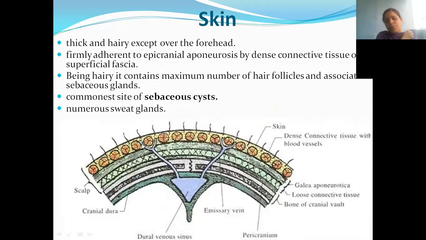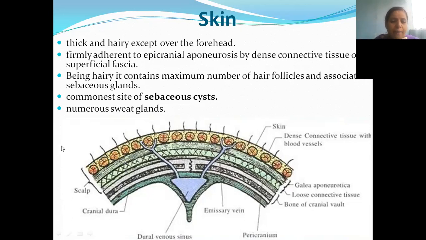Let us describe each part now. When you talk about skin, the skin is very thick and hairy, except for the forehead. In the forehead region, we do not have hair. The rest of the skin of the scalp has a lot of hair, and the skin is firmly adherent to the third layer, that is epicranial aponeurosis, by dense connective tissue of superficial fascia. That means this is skin and this is superficial fascia and this is Galea aponeurotica. You cannot actually separate these three layers when you are doing dissection. It comes as a single flap.